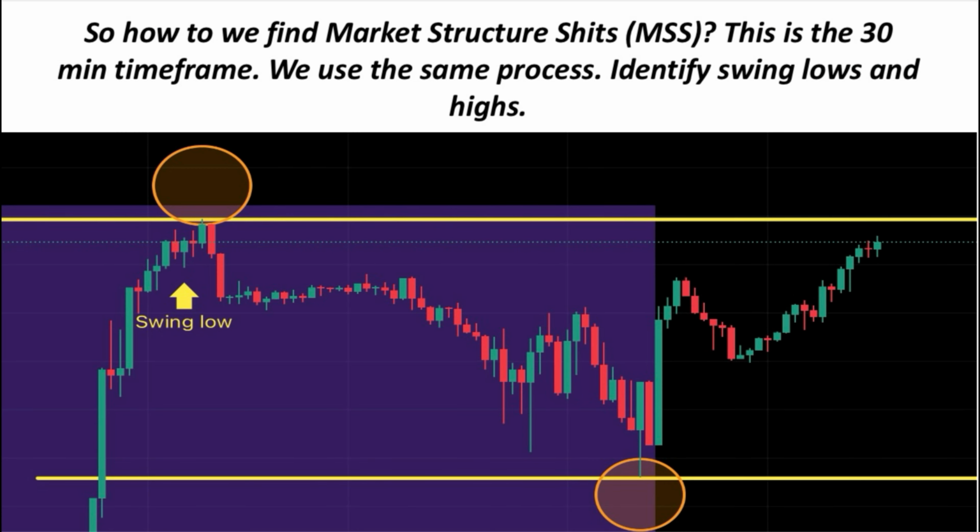So how do we find a market structure shift? Well, the first thing you have to do is identify a swing low. I currently dropped down to the 30-minute time frame on this chart. You guys, I did not want to add all of the time frames in the photo because I want you guys to mainly focus on what I'm showing you on this photo. So I dropped down to the 30-minute time frame. Notice how we're still in the same range. And I'm pointing out this 30-minute swing low to you guys.